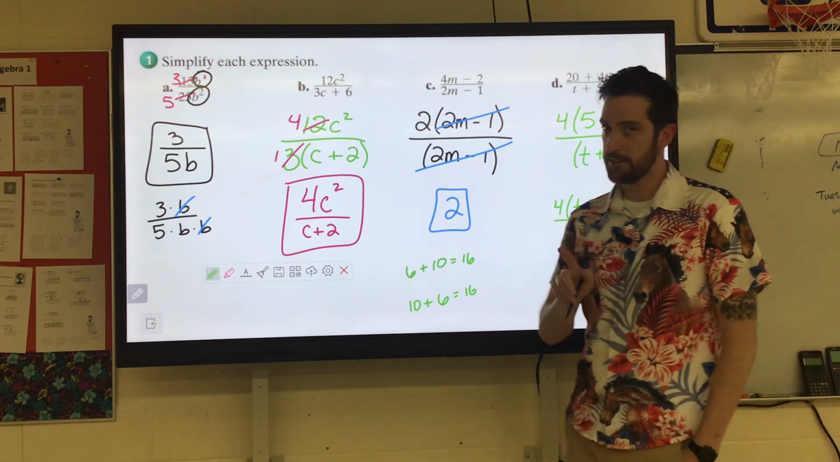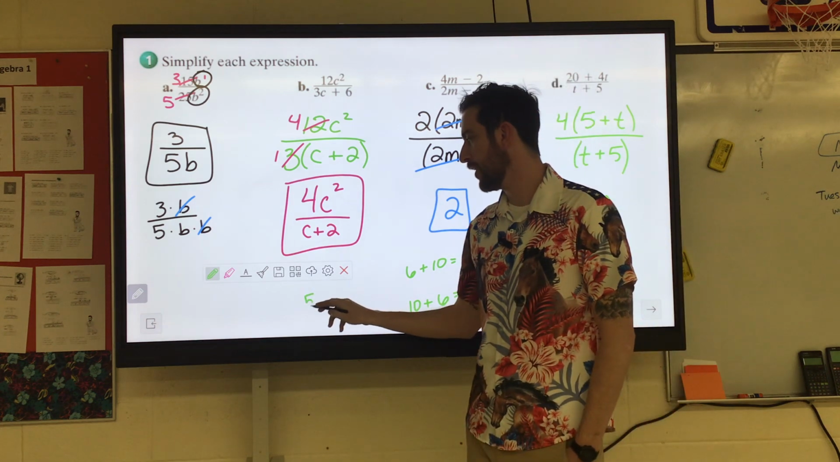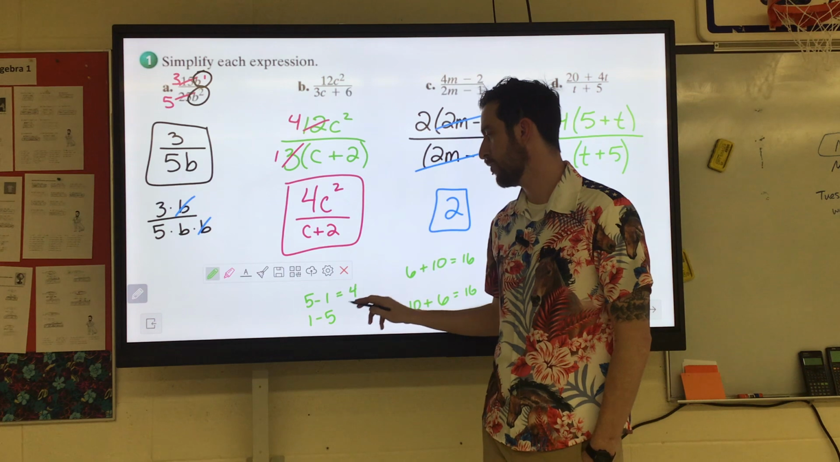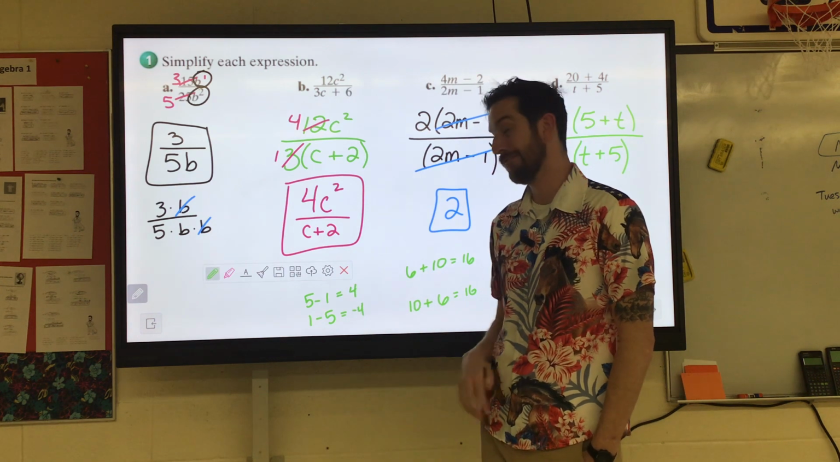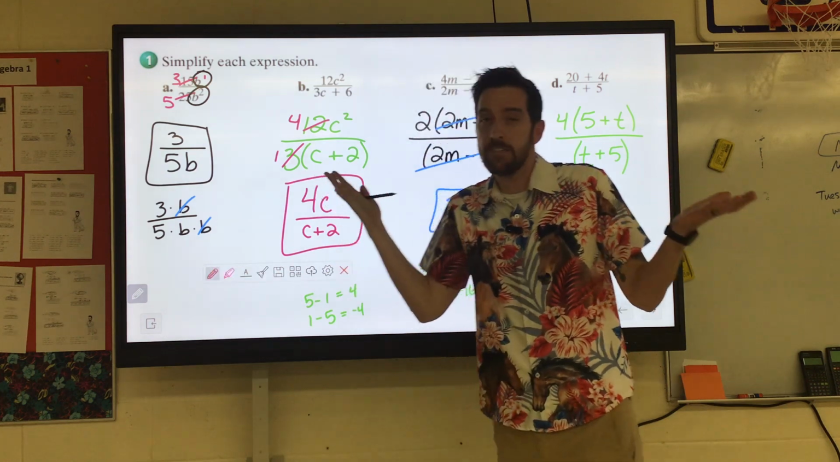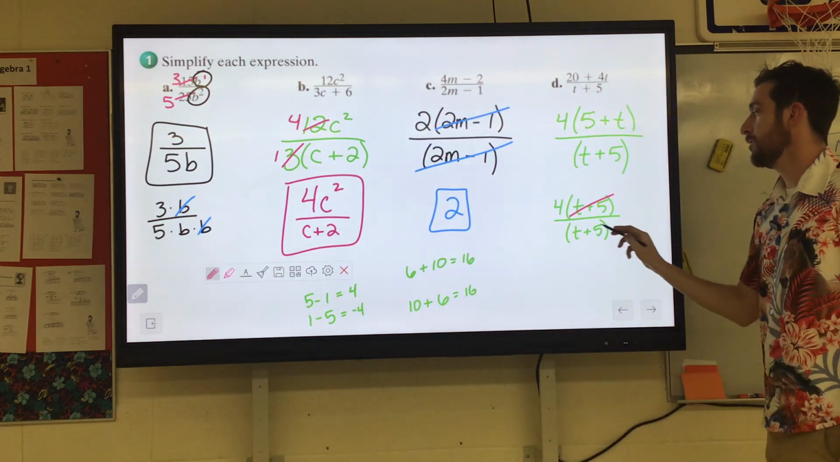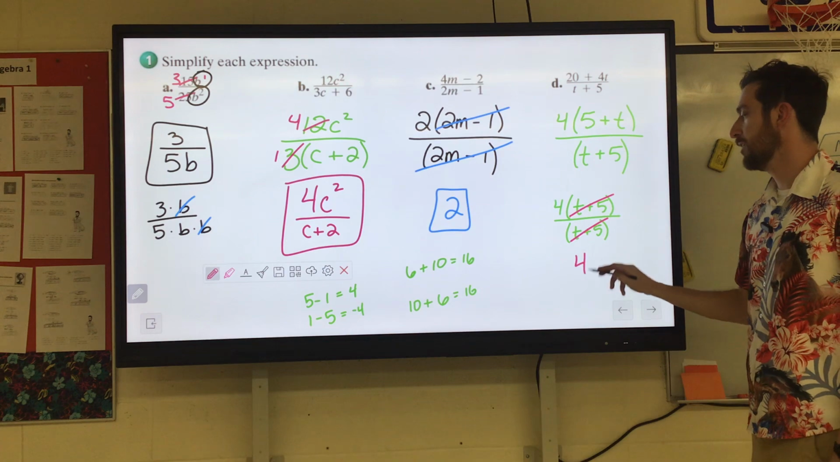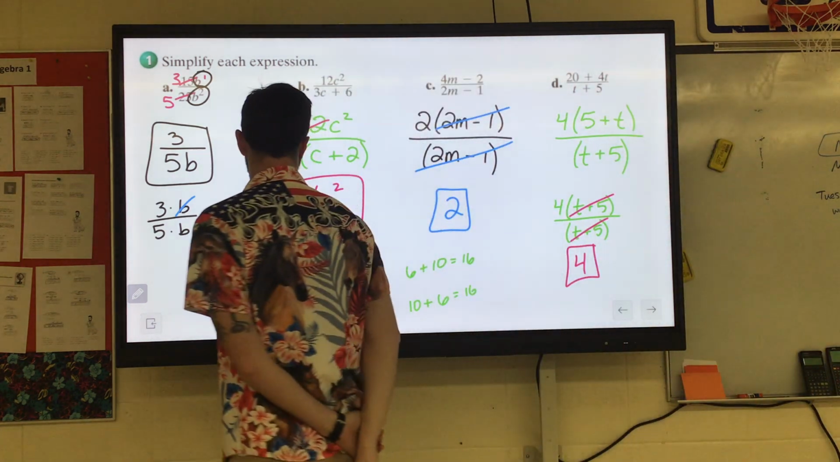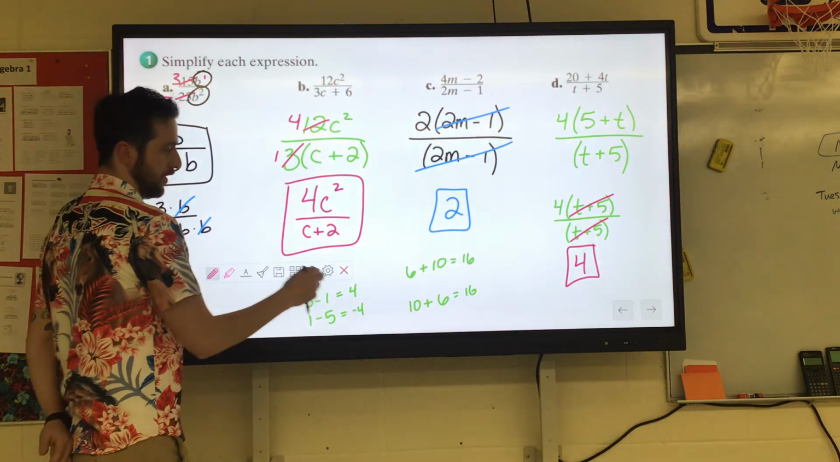Now, you can't say the same with subtraction, because 5 minus 1 is not the same as 1 minus 5. 5 minus 1 is 4. 1 minus 5 is negative 4. So we can't just flip it with subtraction, but you can with addition. That's cool. Get rid of the t plus 5s. All we have left is 4, and we're having fun.